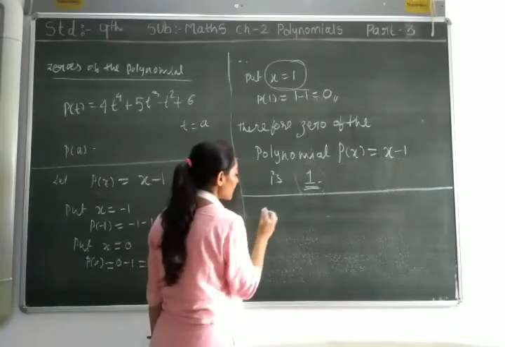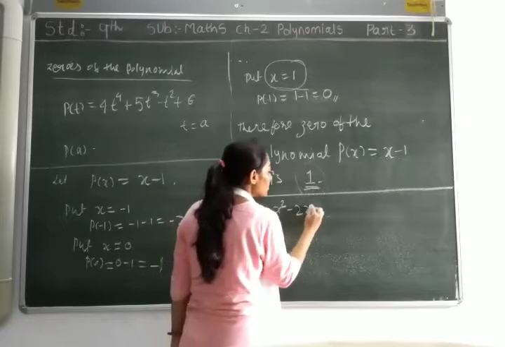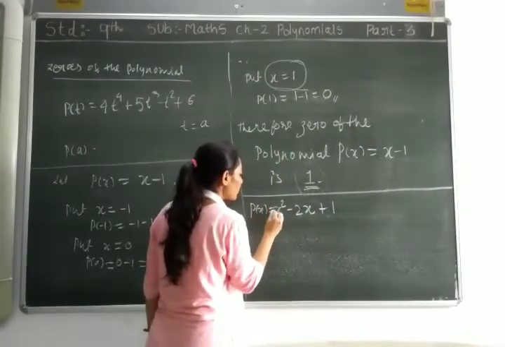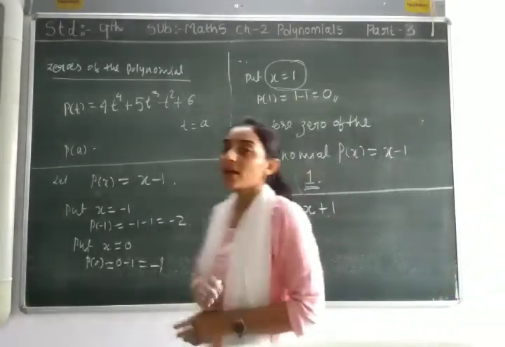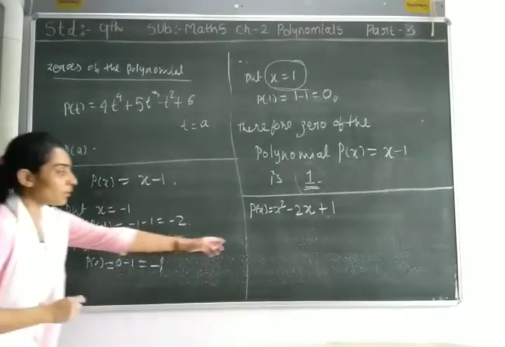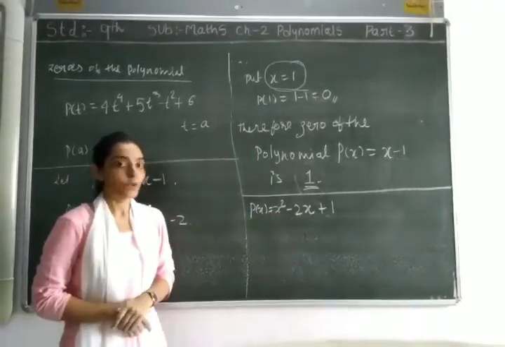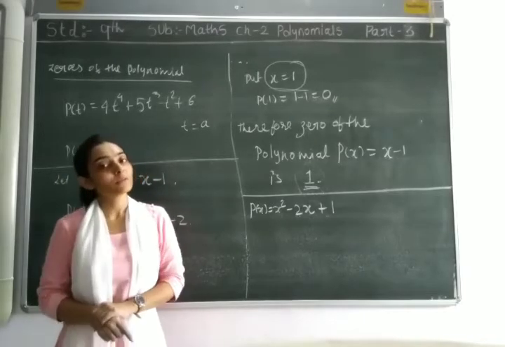So, for example, say x square minus 2x plus 1. Look at over here, x square minus 2x plus 1. It's my quadratic polynomial, because the degree is 2. How to find the zeros of this polynomial?